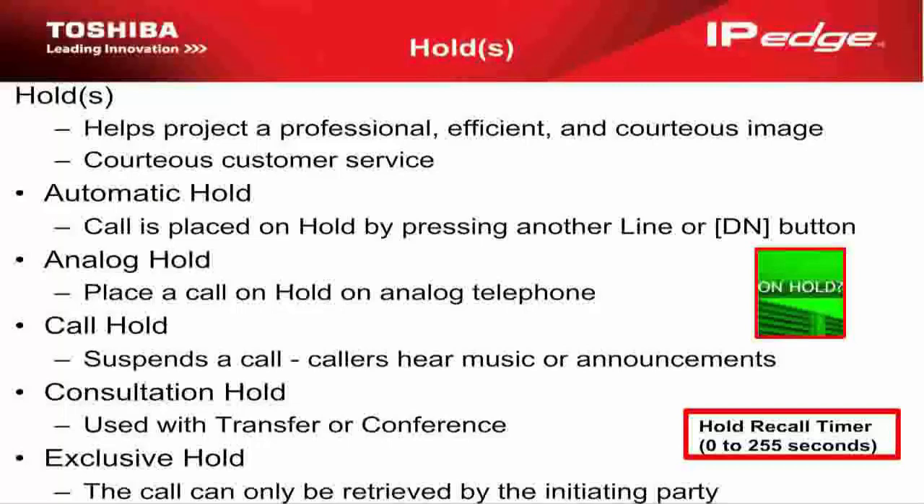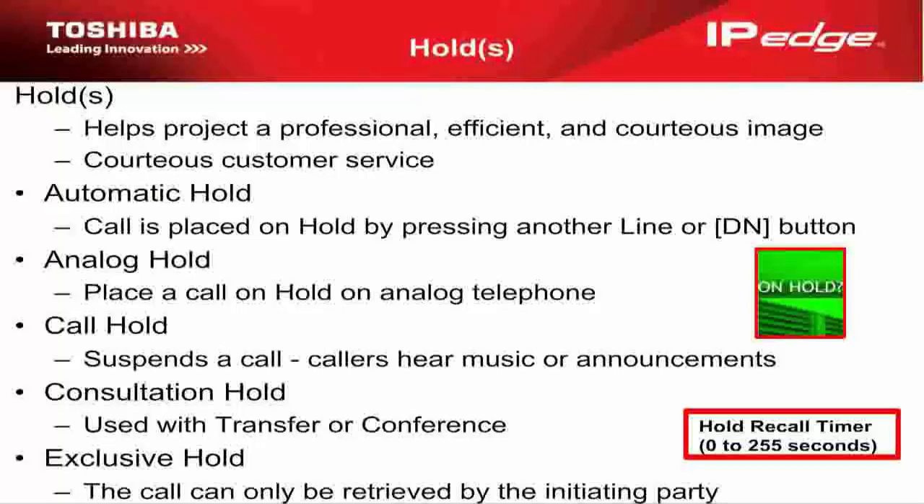This option enables a user to place a line or DN call on hold by pressing another line or DN button. The user can then alternate between the new and the old call by pressing the desired line or DN. If this feature is not activated, users must press hold before accessing another line and switching between calls.